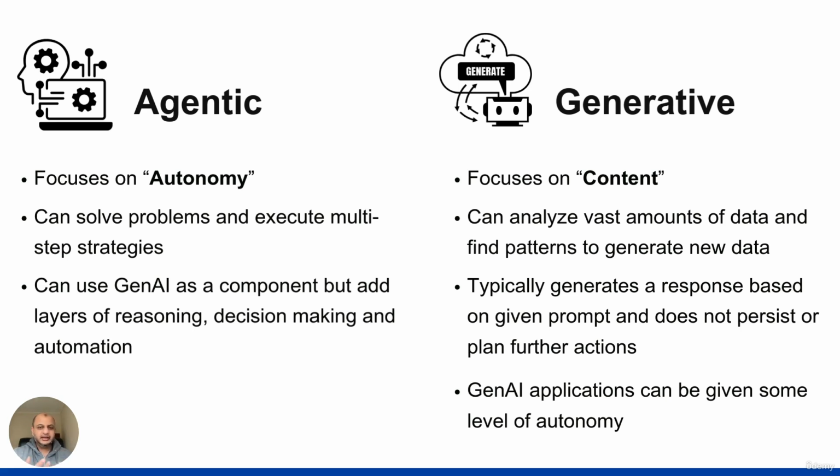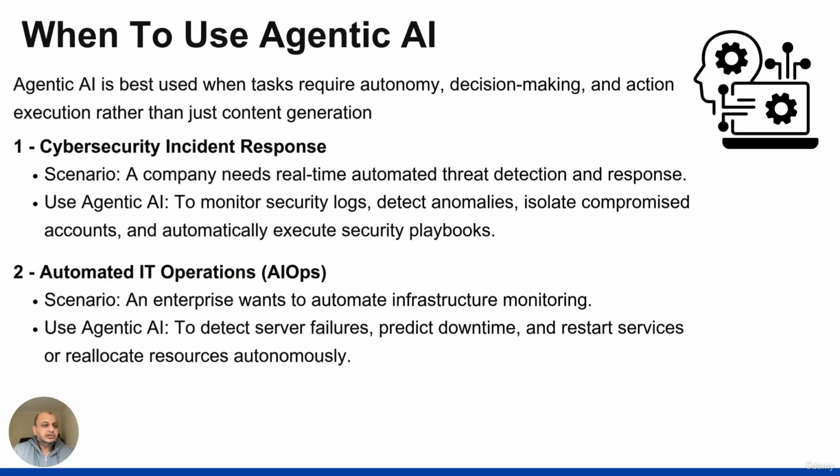And with generative AI, it's usually focusing on content. Again, generative AI might have some level of autonomy. A lot of applications you see have some sort of autonomy, where you have a generative AI talking to people, calling APIs. So sometimes there's this overlap, but I just want you to understand the difference. So when to use agentic AI? Agentic AI is best used when you require the AI to act by itself, right? Autonomy. You want it to be autonomous, making decisions and executing, rather than just creating content.